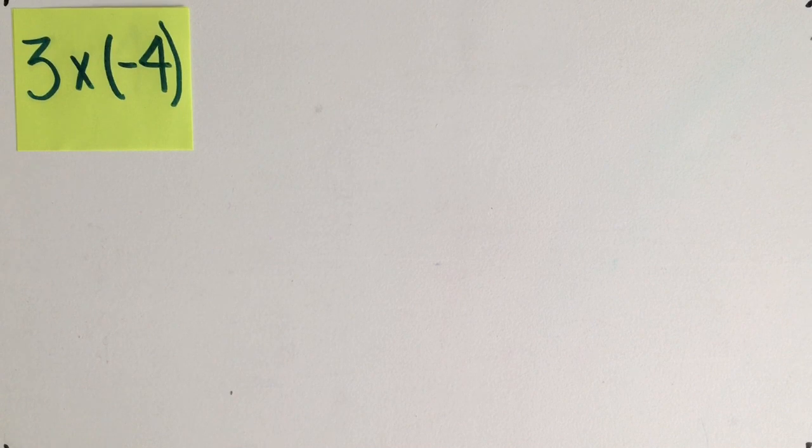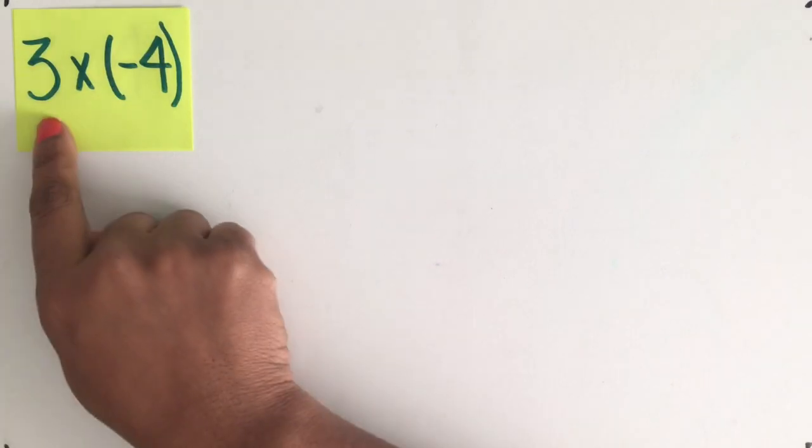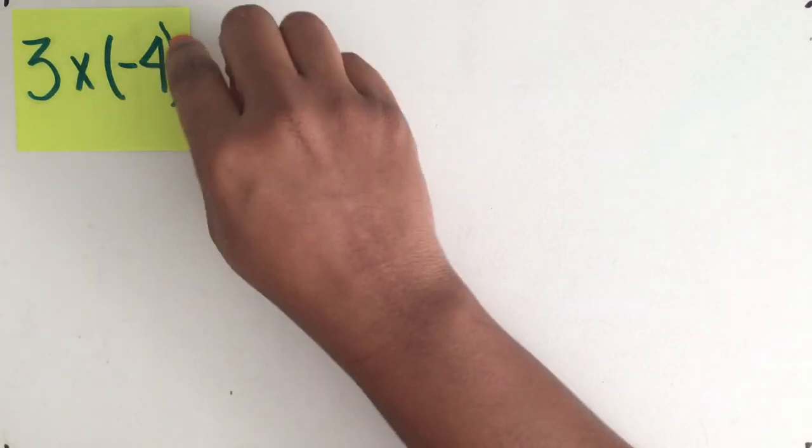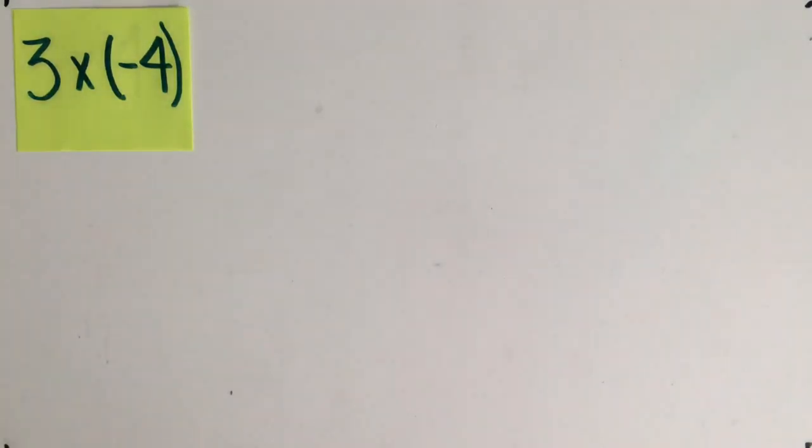So here's my next example. 3 times negative 4. I want you to take a second and think about what we just discussed. With normal multiplication, this is 3 groups of whatever it is that they're looking for. So right now we're looking for 3 groups of negative 4. I want you to visualize what that's going to look like. What am I about to do? And what will my total be?